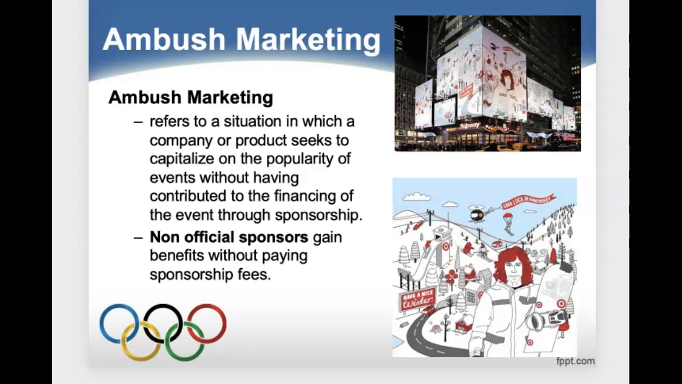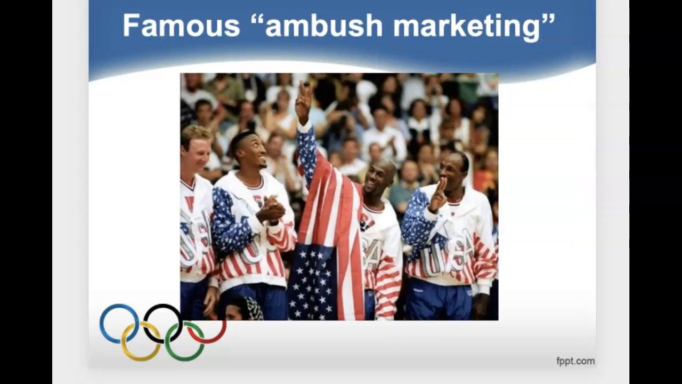One of the most famous ambush marketing strategies and examples goes back to the 1992 Summer Olympic Games. This example was so well known in the world. Every time people talk about ambush marketing, they will always talk about how Michael Jordan and Nike tried to use ambush marketing strategies to confuse the customers.